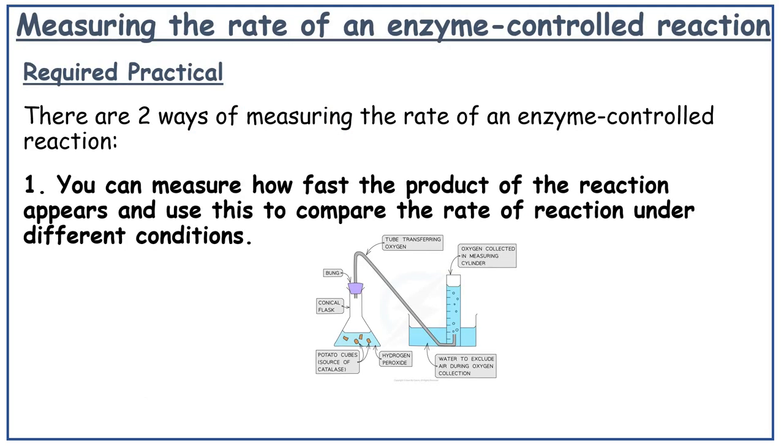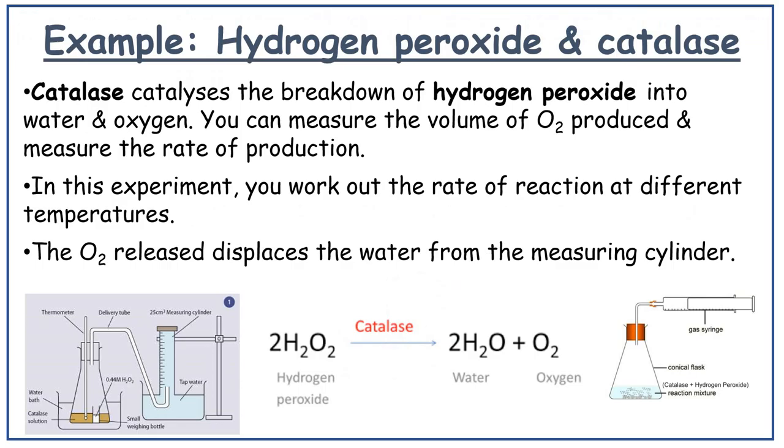Measuring the rate of an enzyme-controlled reaction. So there's two ways of measuring the rate of an enzyme-controlled reaction. You can measure how fast the product of the reaction appears and use this to compare the rate of reaction under different conditions. So as an example of this, hydrogen peroxide and catalase.